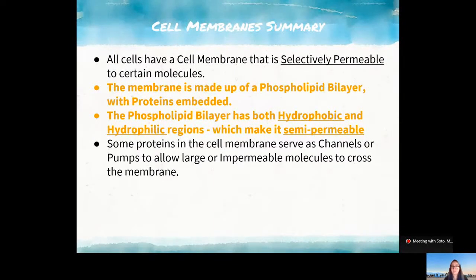All cells have a cell membrane. It is a selective permeable membrane, semi-permeable membrane, allowing some things to go through and not all. It is a phospholipid bilayer because there's 2 layers and it has proteins embedded. This phospholipid bilayer has hydrophobic and hydrophilic regions, which is what makes it semi-permeable. So some things that are hydrophilic are able to go through and some things that are hydrophobic are able to go through.